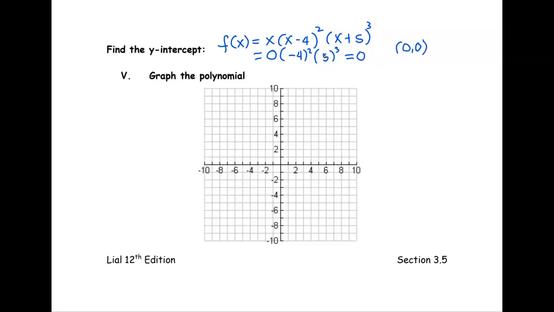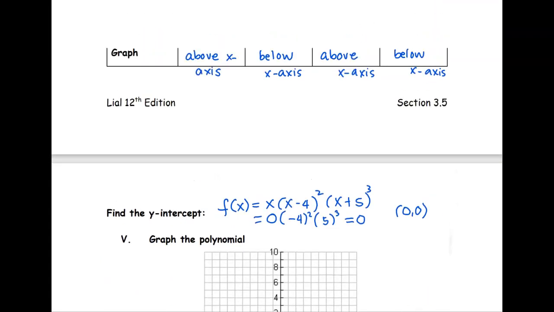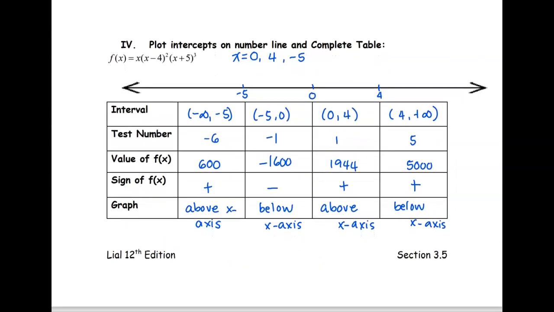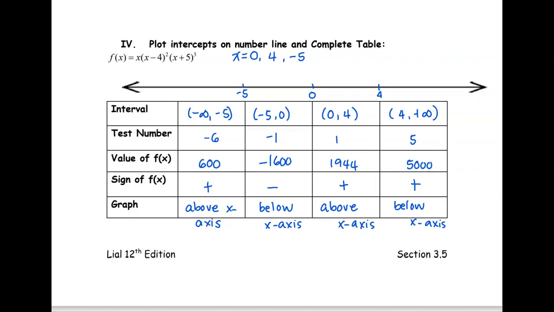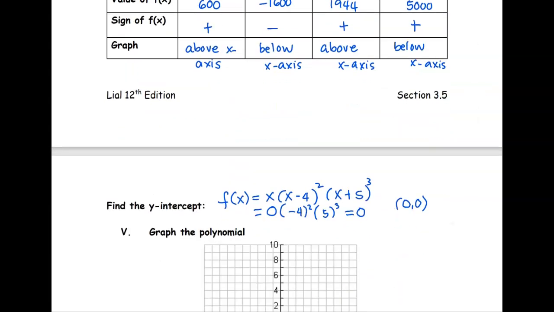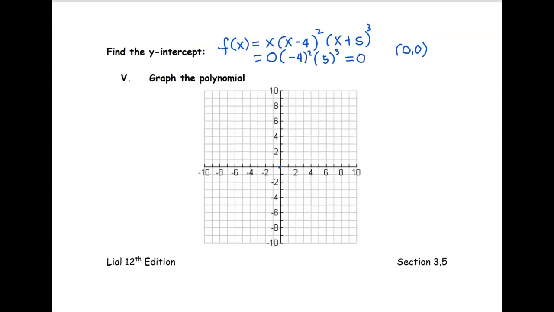Now, lastly, let's graph the function. To graph the function, we start first with the different intercepts. Let's have the y-intercept, that's 0, 0. Let's go back to the previous slides and see what our other intercepts are. The other intercept x equals 0 was already covered by the y-intercept. And then the other ones are 4 and negative 5.